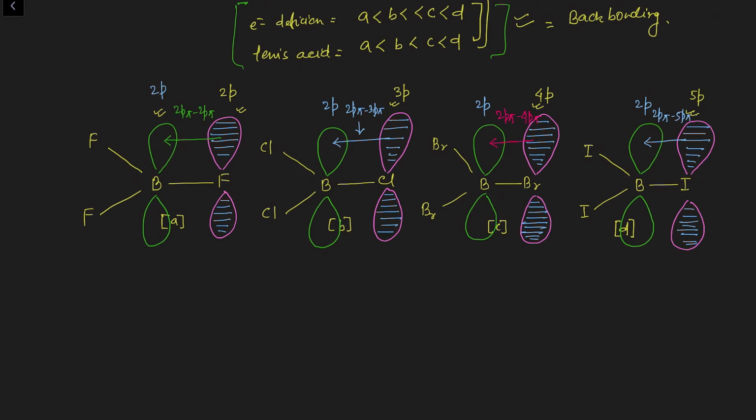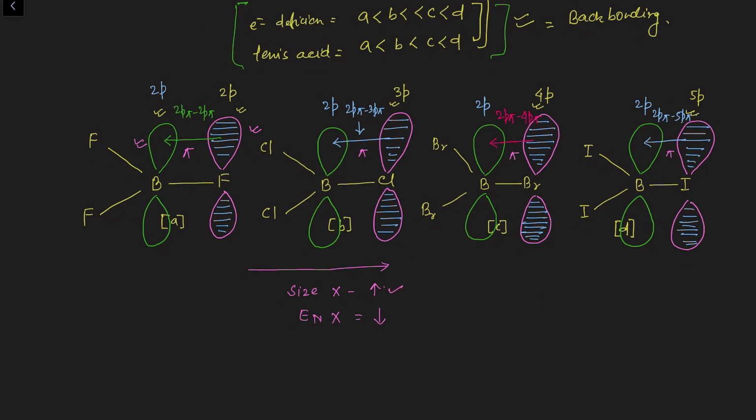So the meaning is that this back bonding forms a pi bond by the overlapping of p orbitals. Which p orbitals? The empty p orbital of boron and the filled p orbital of the halogen atom. But now when you move from BF3 to BI3, what will you find? One thing you will find: the size of the halogen atom increases and the electronegativity of the halogen atom decreases.